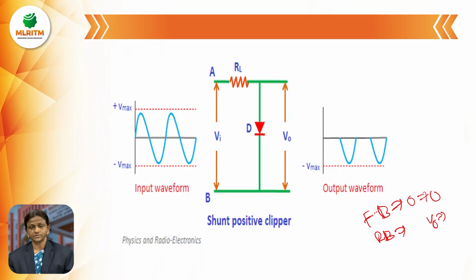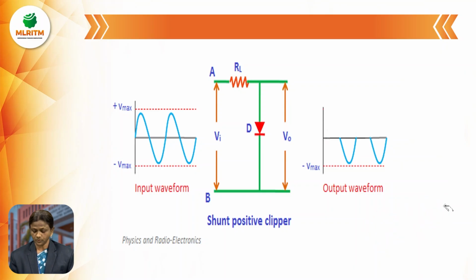So during the negative half cycle, diode D is in reverse bias. In shunt connection, whenever diode D is in reverse bias, it acts as a closed circuit. So during the negative half cycle, you can get the corresponding output at the output side. During the positive half cycle, that portion must be cut off at the output side. That's why this is known as a shunt positive clipper. The positive portion must be cut off at the output side.